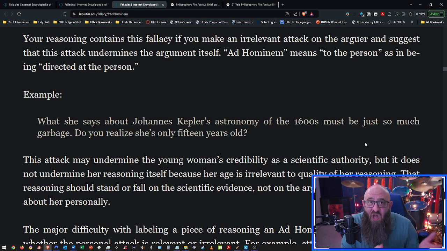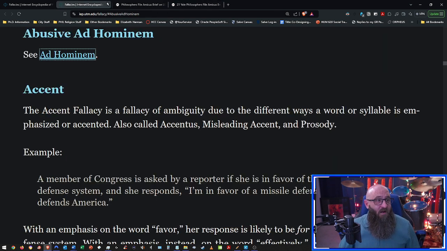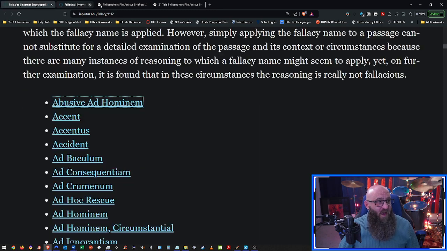Being 15 has nothing to do with whether or not her claims about Kepler are true or false. And so the onus is upon the person making the claim to demonstrate that their claims are true, or secondarily upon us to demonstrate that the claims are false. But being 15 has nothing to do with whether or not the claim is false or not. And so on and so on.